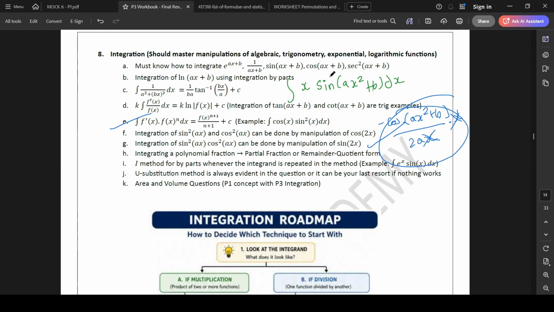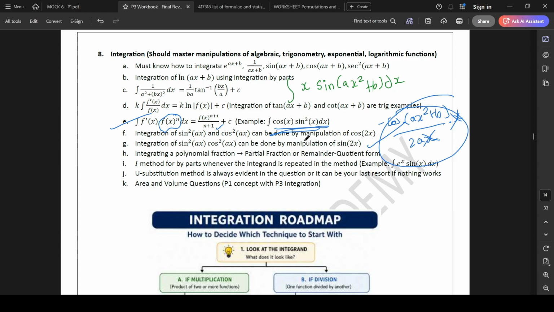Over here you saw that I am not using the n plus 1 rule, because without the n plus 1 rule also this was making sense. But let's say if you are having f of x to the power of n, you can also apply the same trick with the help of the n plus 1 rule also, because the reverse chain rule is also applicable in this kind of format.